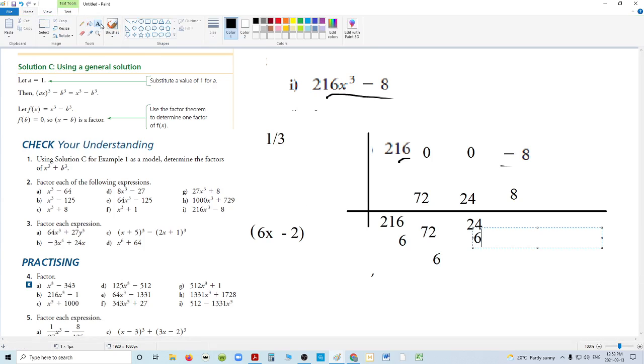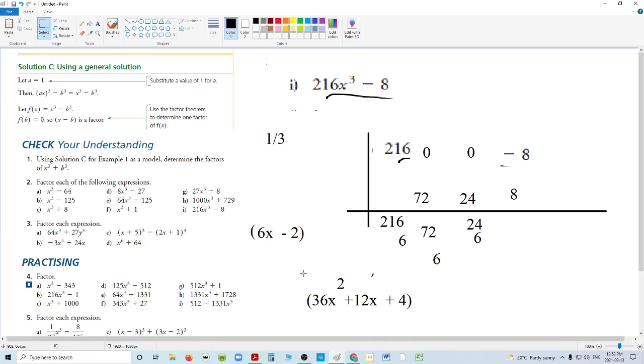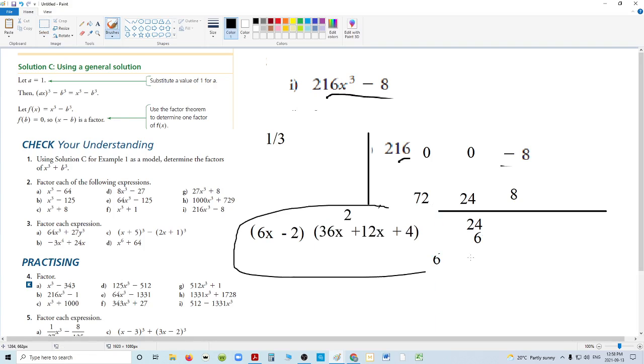So if I divide them each by 6, 6 goes into 216 36 times. So I get 36x squared. 6 goes into 72 12 times. So I get plus 12x. And 6 goes into 24 4 times, so I get that. And don't forget to put the square right here. And sure enough, that falls right within the formula. These are my factors right there. And that's how you do it with synthetic division.